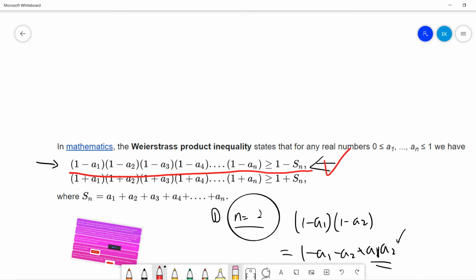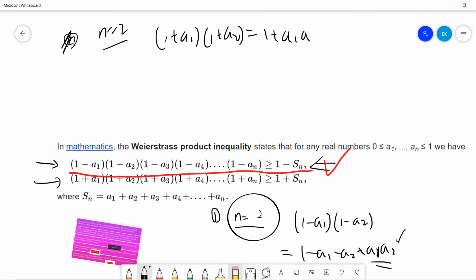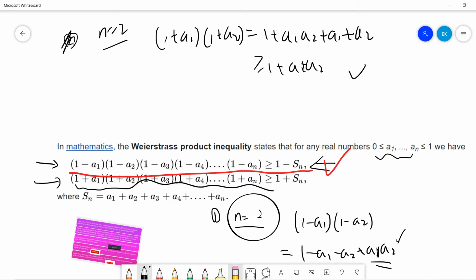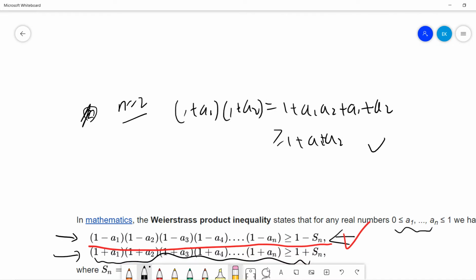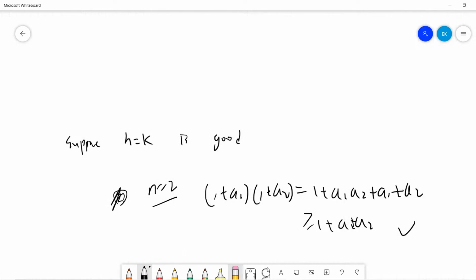Now let's go to the second. Let's say n equals 2, and we do the same thing. So we have these two, and we get 1 plus a1 a2 plus a1 plus a2, which is definitely greater than 1 plus a1 plus a2, since they are all positive. Let's do the mathematical induction and assume n equals k is correct. Suppose n equals k is good. Now we look at n equals k plus 1.